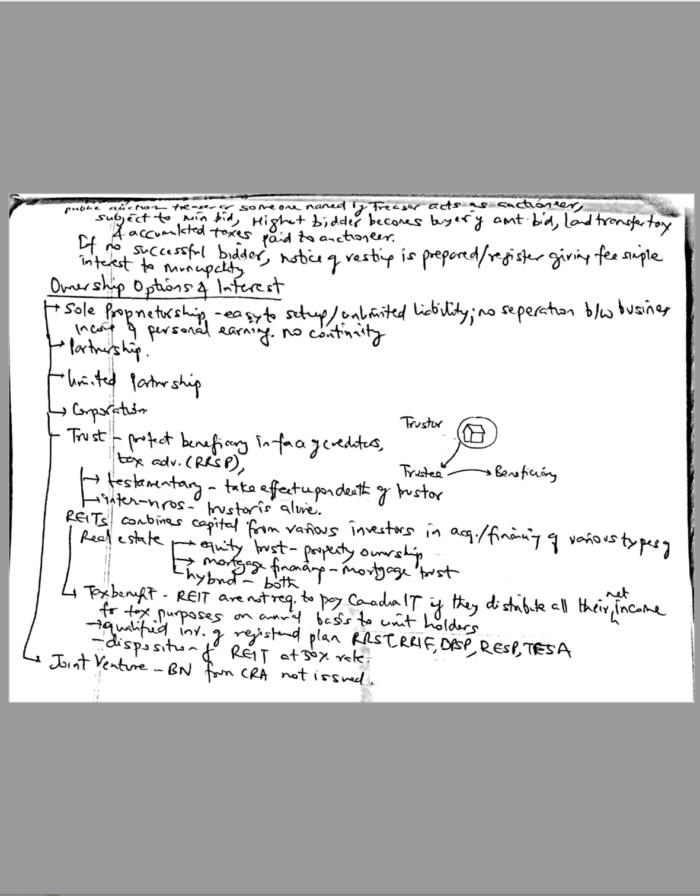A sole proprietorship is easy to set up, with unlimited liability and no separation between business and personal income and earnings, so no continuity. Then there's a partnership.